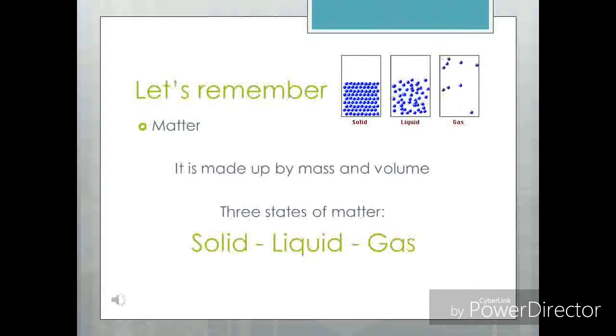Before I start with our topic for today, let's remember the previous topic, which was matter. Matter is all the things that have mass and volume. But remember what mass is: the amount of substance that an object has, and the volume is the space that an object takes up. And don't forget that matter is found in three states: solid, liquid, and gas.